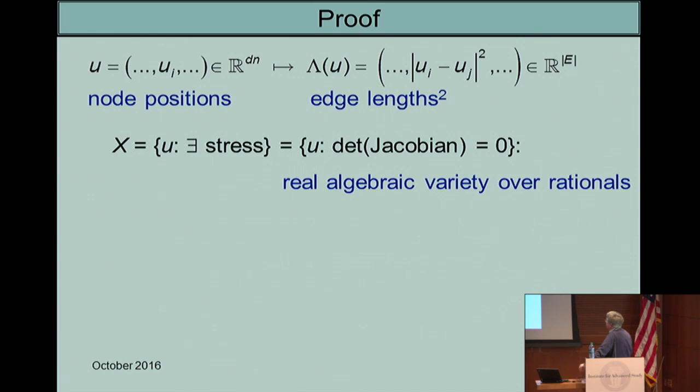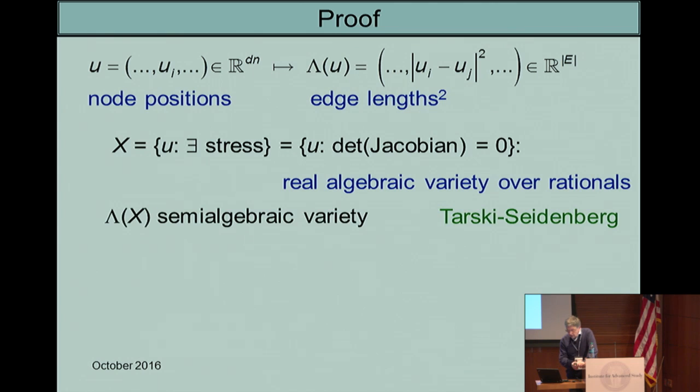And so what it means is that the set of those positions where there is a stress is a real algebraic variety over the rationals, because that's just an equation with rational coefficients. That may actually be one or more equations, because the Jacobian may not be a square matrix, but then there are more than one equations. Now, there is Tarski-Seidenberg's theorem, which implies that the image is also a semi-algebraic variety.